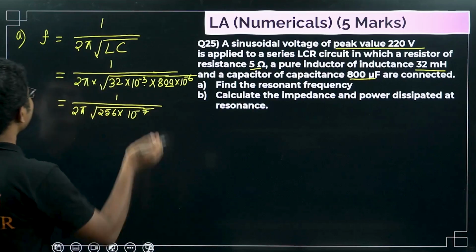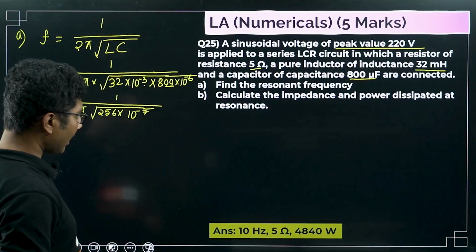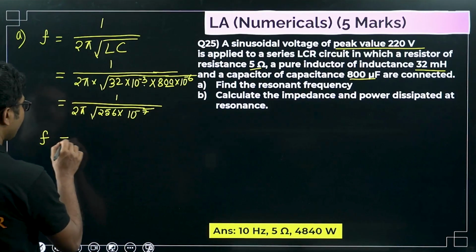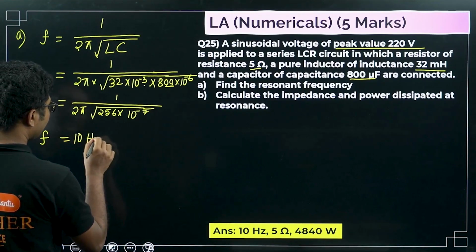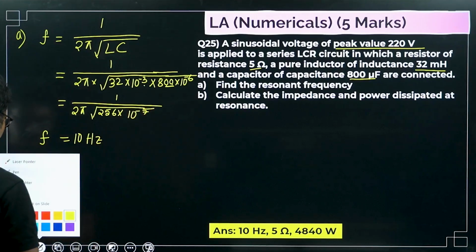So if you calculate everything, the frequency you can calculate using your calculator. Okay, and I hope you will get the frequency to be 10 hertz. Approximately 10 hertz will be the answer. So this 10 to the power of minus 6, how can you solve this? I am telling you one hint.